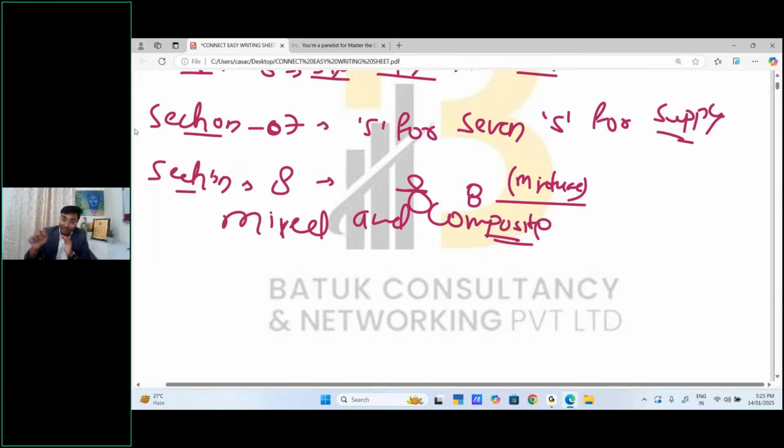Section number 8. Number 8 is a mixture of double zero. So this section is related to mixed and composite supply. When a particular activity or transaction qualifies the definition of supply, then the first thing we need to determine is whether this supply is a mixed supply or a composite supply. And sir, this is the most crucial task.